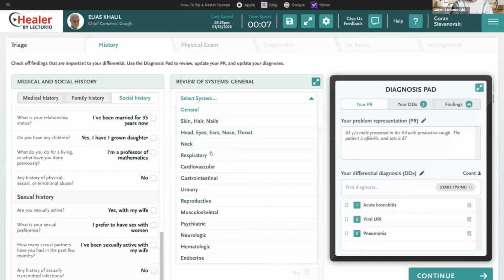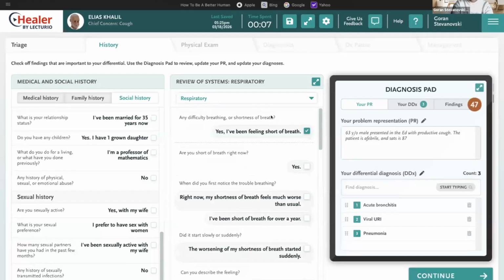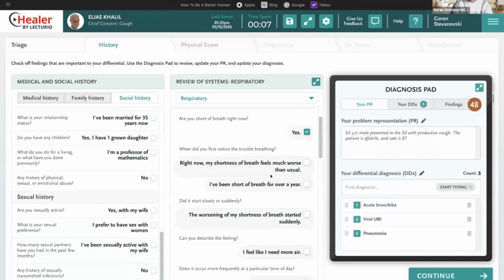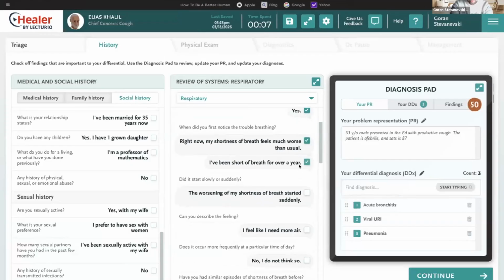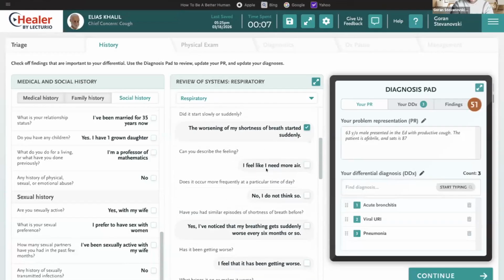So then we could go through everything, but let's go through respiratory at the moment. So he has been short of breath. So what we had in the chat earlier is whether he has been short of breath, which is yes. And then there are more questions on that. He is short of breath right now, which makes sense because his oxygen saturation is a little bit lower. Feels much worse than usual. And he has been short of breath for the past year, given that he has COPD and he's a smoker. But the worsening of it started suddenly.